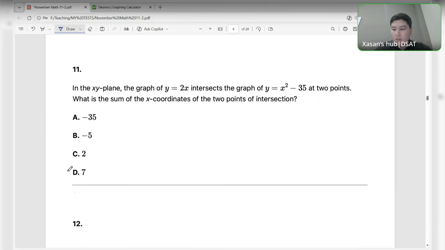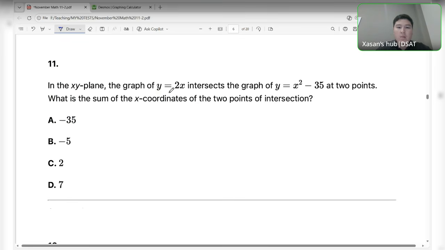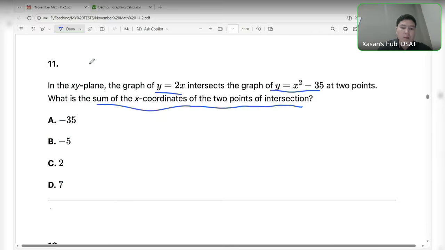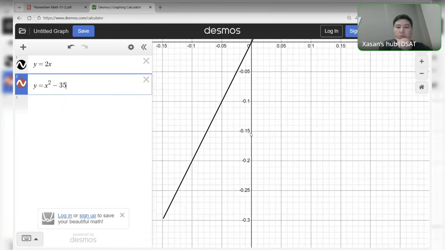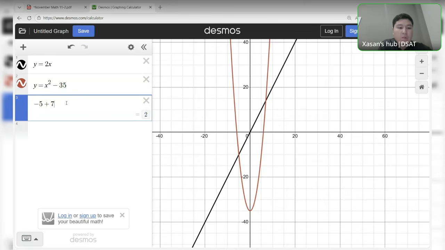And then question 11. In the xy plane, the graph of y equals 2x intersects the graph of y equals this at 2 points. What is the sum of the x coordinates of the 2 points of intersection? Totally Desmosable. So write both equations, y equals 2x, and then y equals x squared minus 35, and look for their intersection points. The first intersection point's x coordinate is -5, and then 7. So -5 plus 7, guys, because that's asking for the sum, it is 2.